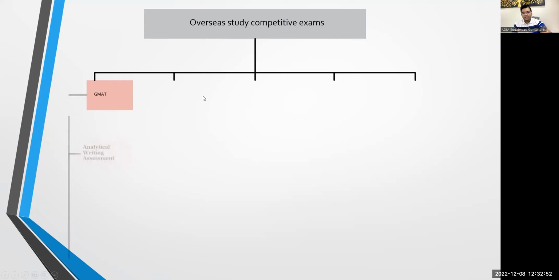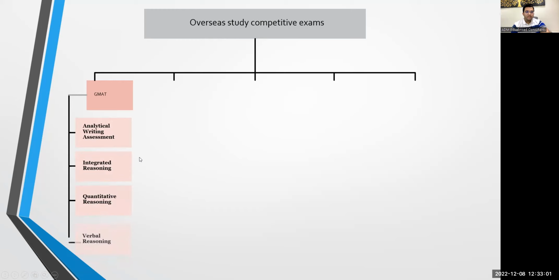So heading into the sections of these exams, the first one is GMAT, and the first section that you can see over here is analytical writing assessment. The second section is integrated reasoning. Fourth is quantitative reasoning, and the last one is verbal reasoning. Now, GMAT is such an exam which is quite common in students who are planning to pursue MBA. So it basically judges all those skills which are mentioned over here, your quantitative skill, your verbal skill, your reasoning skill, as well as your writing skills.